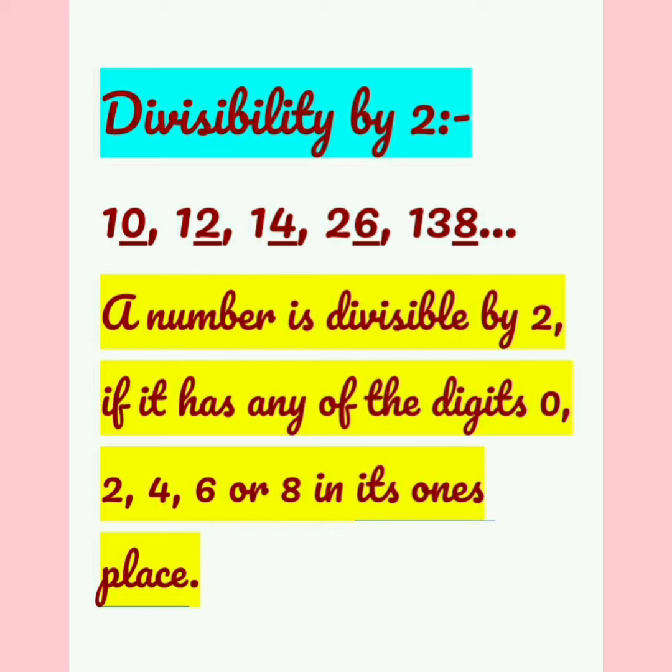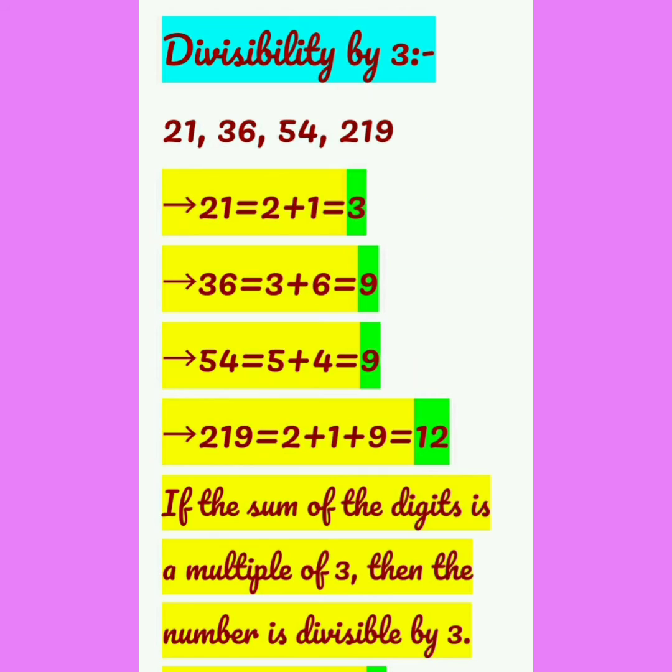You know what even numbers are, okay? Numbers which have 0, 2, 4, 6 or 8 in their ones place are called even numbers. So, even numbers are divisible by 2. So, we can say a number is divisible by 2 if it has any of the digits 0, 2, 4, 6 or 8 in its ones place. Okay. Now coming to the fourth one, divisibility by 3.